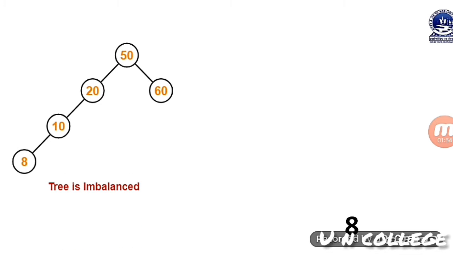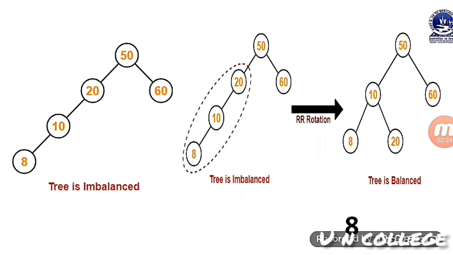When we insert 8, obviously we insert 8 as the left child of 10, as per the BST. Now the tree is imbalanced. How? The balancing factor of 8 is 0, of 10 is 1, and of 20 is 2. Whenever we get 2, which is not a valid balancing factor as per the AVL property, at that time we need to perform rotation.